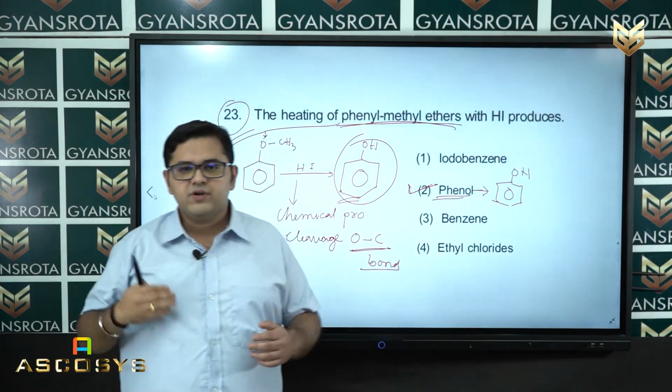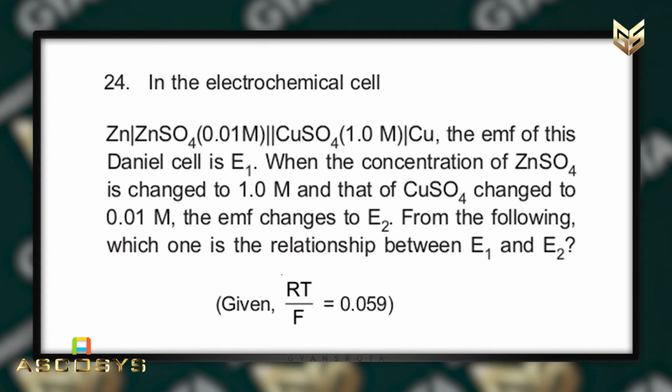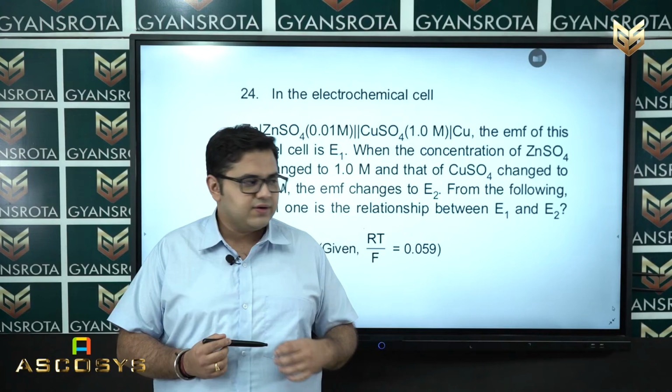So, now we are moving to another question, that is question number 24. Question number 24 is on your screen, in the electrochemical cell. They have given the cell representation. The EMF of this Daniell cell is E1. When the concentration of zinc sulphate is changed to 1 molar and that of copper sulphate changed to 0.01 molar, the EMF changes to E2. From the following, which one is the relationship between E1 and E2? So, now we are moving to the solution part.